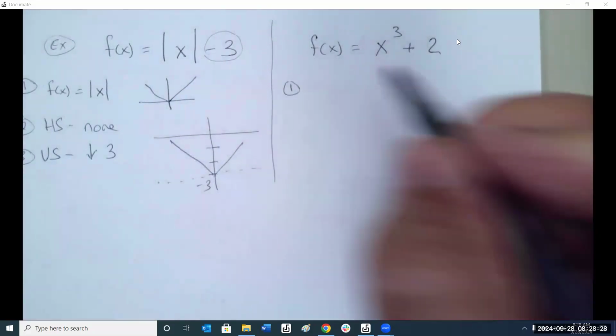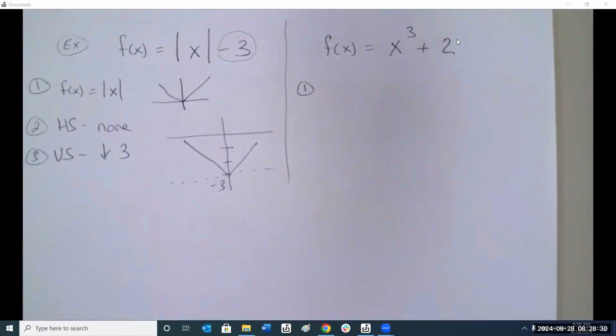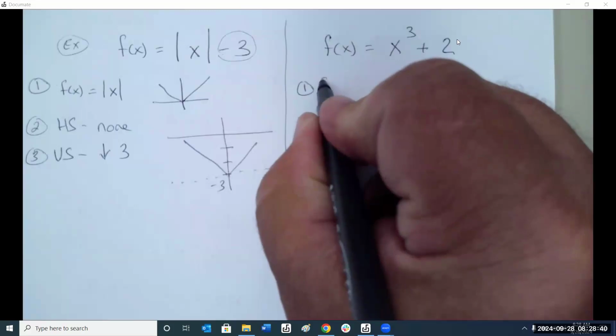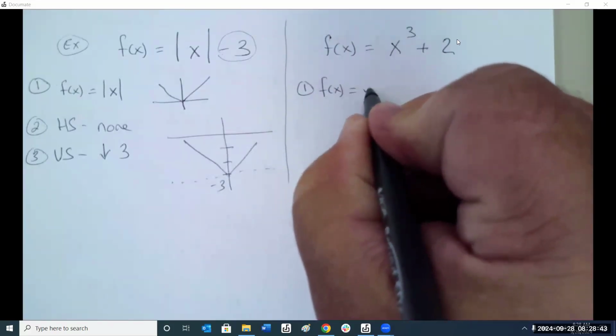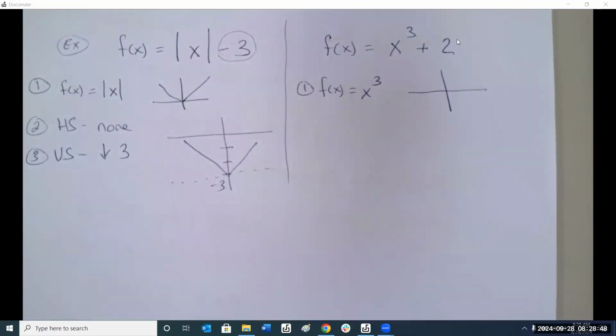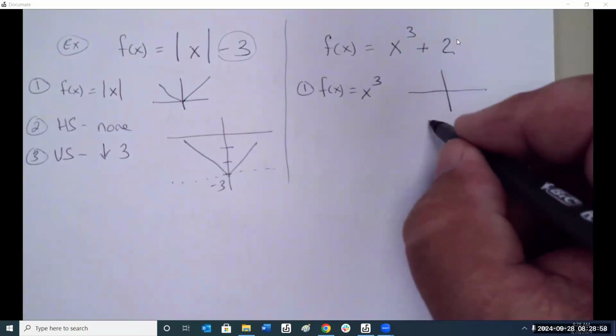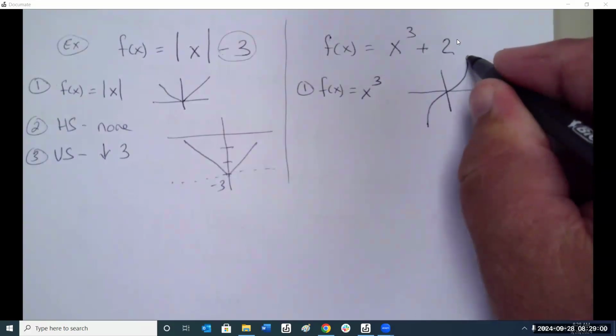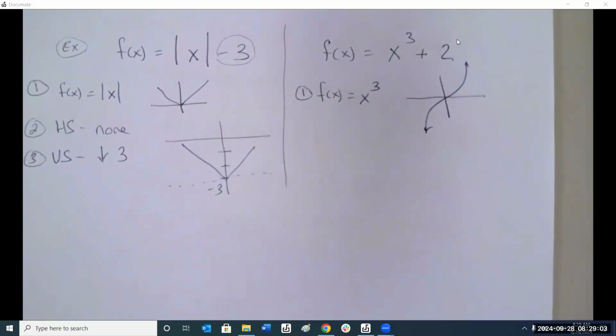How about this one? What's the basic function here? Are you asking me or telling me? What does that look like? With your pen in the air, do it. Very good. Very good.